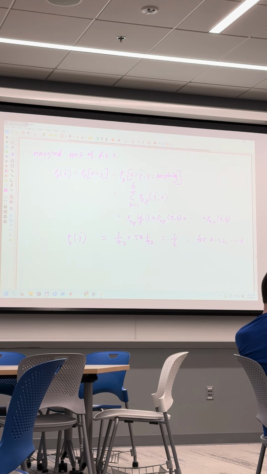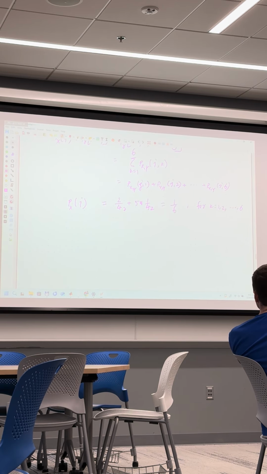j can take any value from 1 to 6. So now, because it is marginal PMF, you will have to cover all j. So you write PMF of random variable x taking value j. Marginal PMF of random variable x taking value j is going to be 1 over 6 for j equals 1, 2, dotted, 6, and it is 0 otherwise.